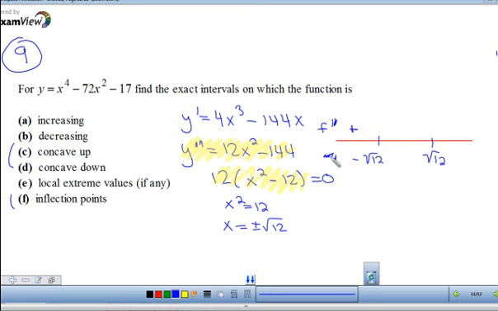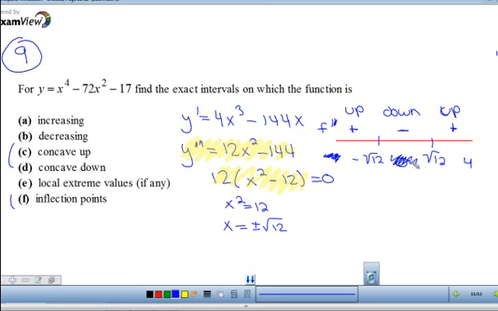So once again, once you check, erase those. So I need a number between negative square root of 12 and the square root of 12. That would be 0. So 0 squared minus 12 would be negative. And again, I'm going to use 4. So 4 squared is 16, so that's positive. So that tells me this is going concave up, concave down, concave up.